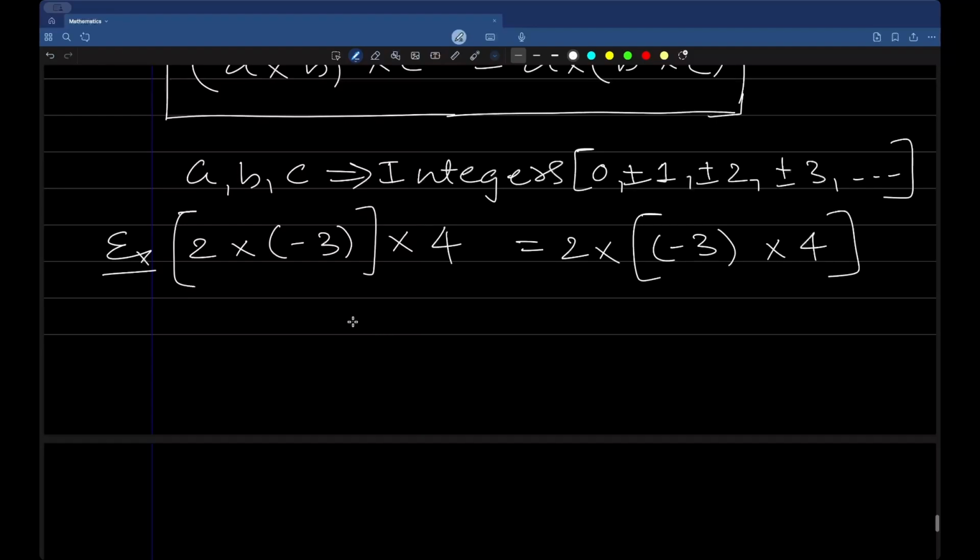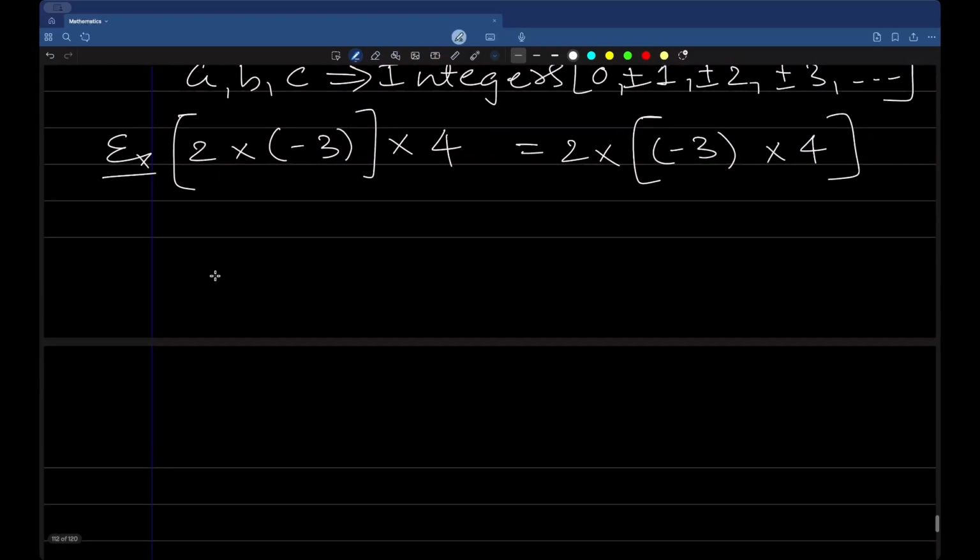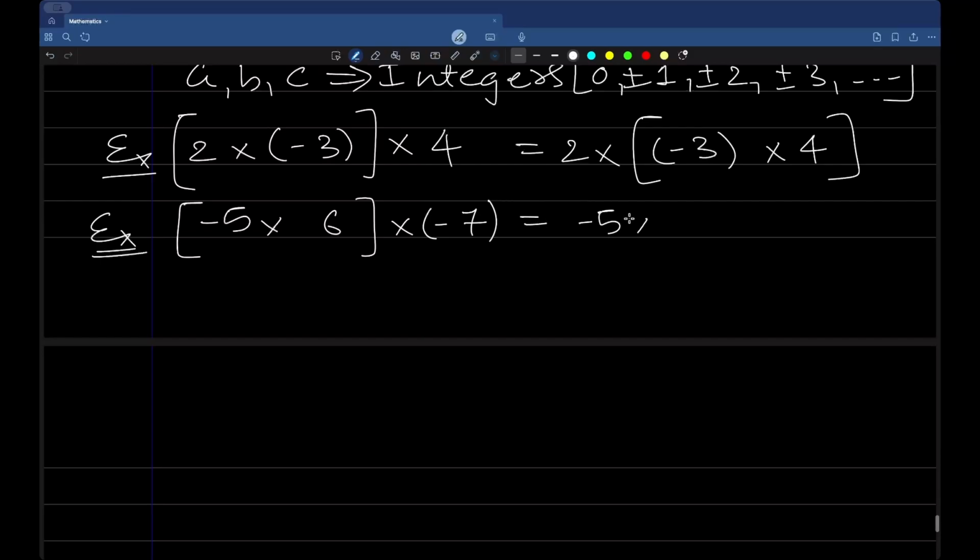And let's take one more example. Minus 5 into 6 into minus 7, where a is minus 5, b is 6, c is minus 7.